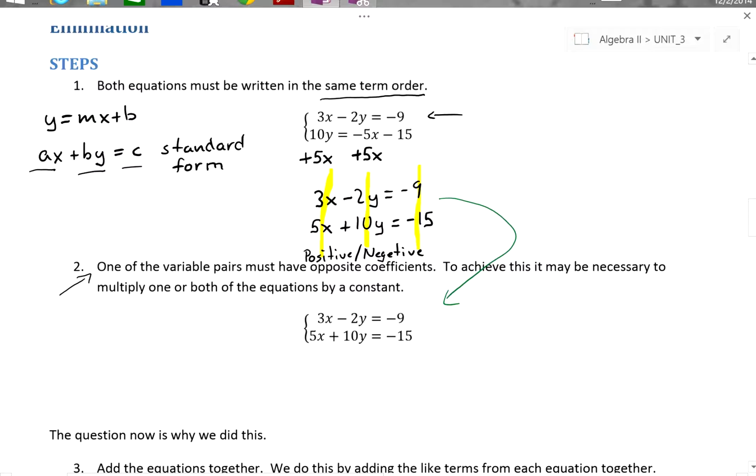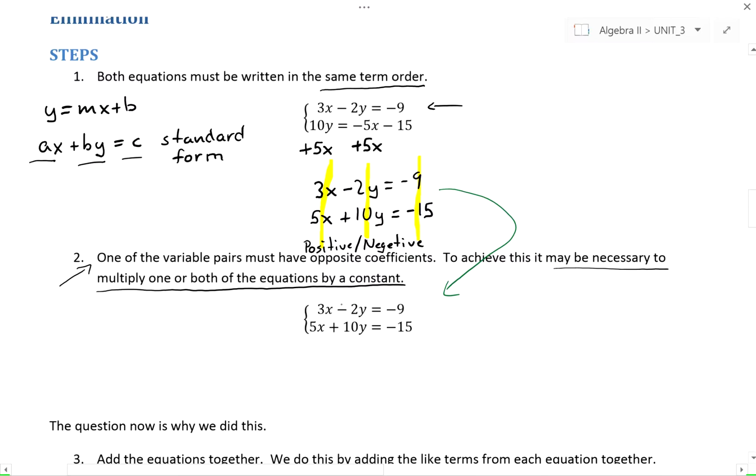Well, the second statement here shows how we can achieve this. It says to achieve this, it may be necessary to multiply one or both of the equations by a constant. Okay, so what we're going to do is either multiply just one or both of the equations by a constant to make one of the variable pairs have opposite coefficients. Okay, so what I see is this. I see that if I multiply this negative 2 by a 5, it'll turn into a negative 10, which will be an opposite of 10. So that's what I'm going to do.